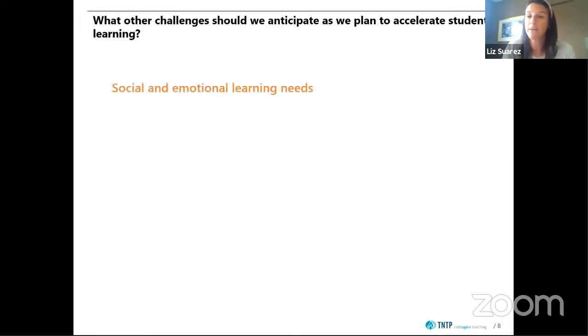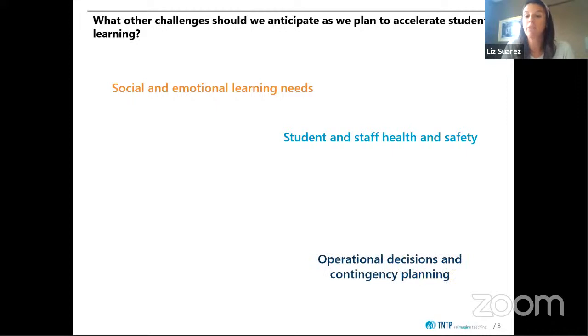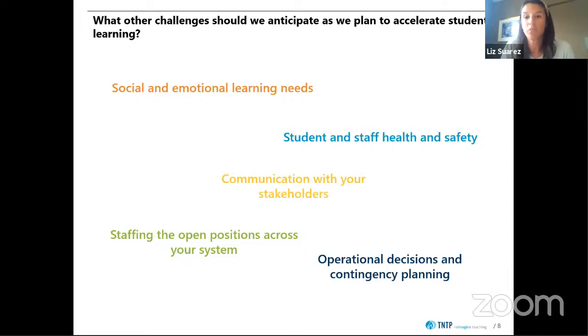We're going to have to be thinking about students' social and emotional learning needs. We're going to need to be thinking about the student and staff health and safety. We're going to need to think about operational decisions and contingency planning and Clorox wipes and making sure everything's clean. We're going to need to be thinking about staffing open positions across our systems, communication with our stakeholders, budgeting. The list goes on and on.